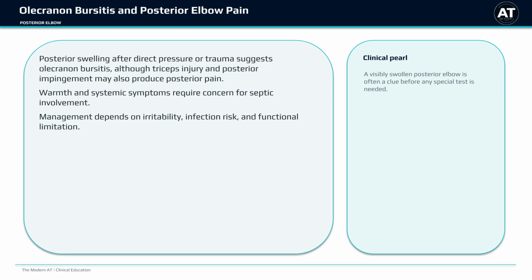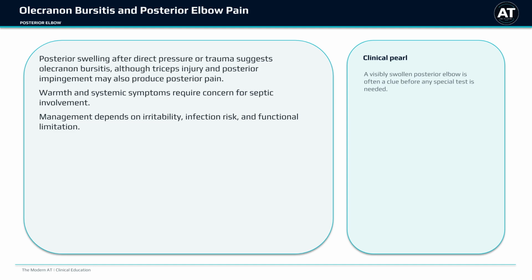Olecranon bursitis and posterior elbow pain often show up visually. The olecranon bursa can become irritated from direct pressure, repeated leaning, trauma, or infection. A patient may present with swelling over the back of the elbow, tenderness, warmth, or pain with pressure.